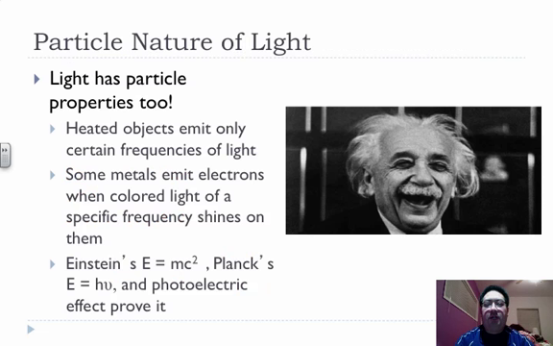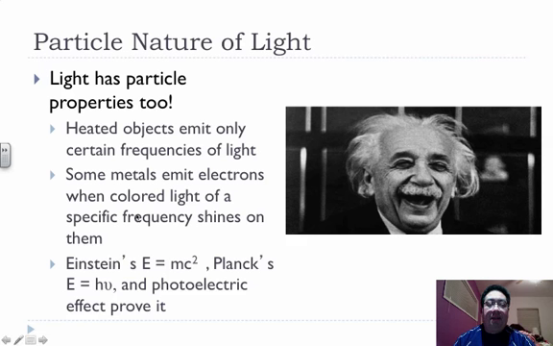The particle nature of light. So light does have properties of particles too. They carry energy. And what we find is that heated objects emit only certain frequencies of light. And we've kind of touched on this when we talked about the atomic energy spectrum. This is where the particle idea comes into place here. As I said before, the duality of light, whether it was a particle or a wave, kind of was controversial for physics for a long time.